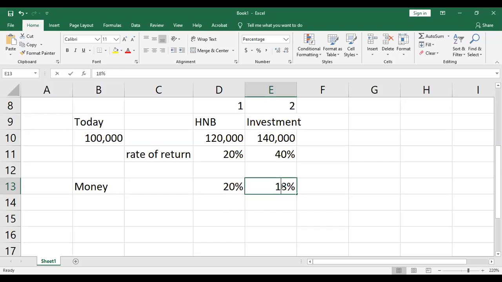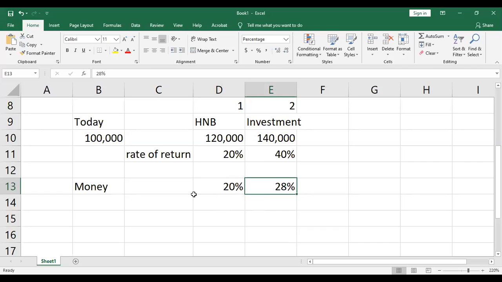And if the investment gives you 28%, your option one or two this time? Option two, right? So you say, without seeing the rupee value, you compare this return with the HNB return. You have a certain amount of money. It may be 100 rupees or 1000 rupees or 1 million or a billion, it doesn't matter.